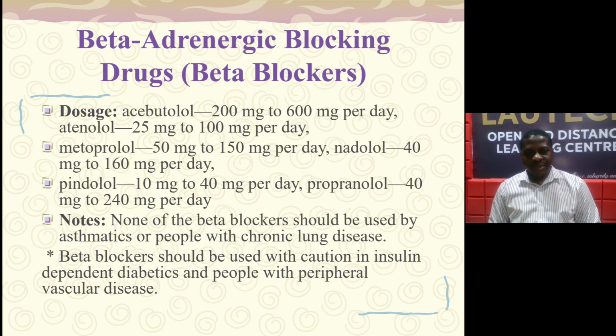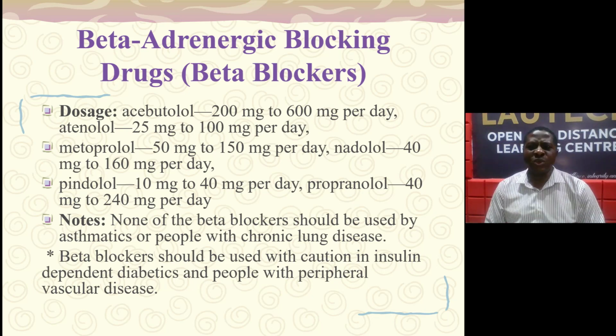So you need to take note of this. When you have somebody that requires beta blockers, you need to screen the patient for asthma. Are they asthmatic? Are they people with chronic lung disease? The moment you are able to confirm that the patient is asthmatic or they have chronic lung disease, you abstain from it. You don't use this group of drugs.